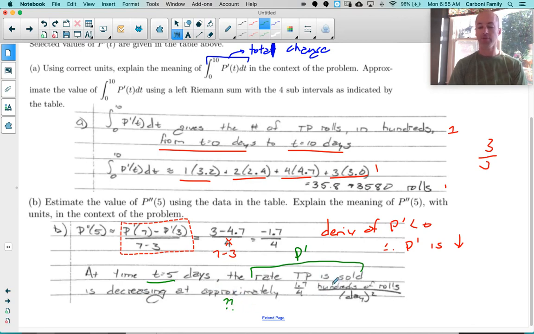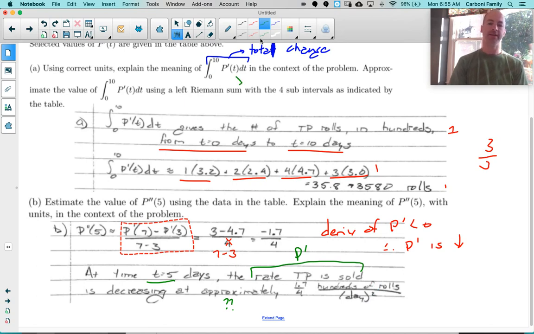And then you want to include units. So if you look on top, we subtracted p prime. P prime is measured in hundreds of rolls per day. Okay, I'm going to change that thought process because I wrote day squared here. It's kind of like an acceleration. P prime was like a velocity. It was rolls per day. So when I do another derivative, it introduces another unit of time. So it's rolls per day squared.